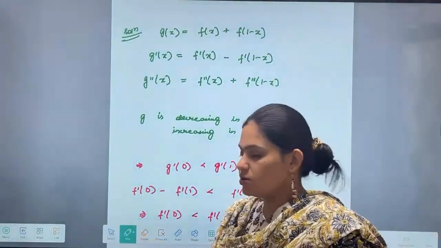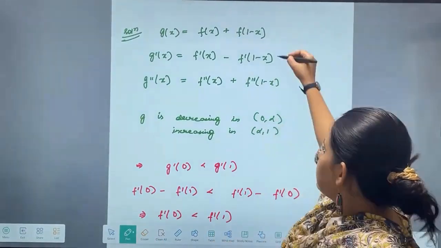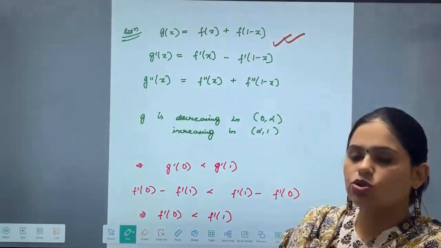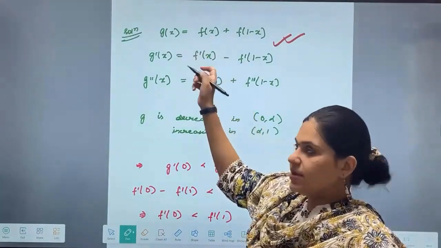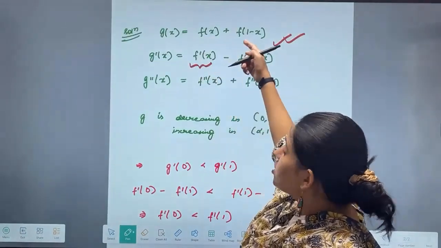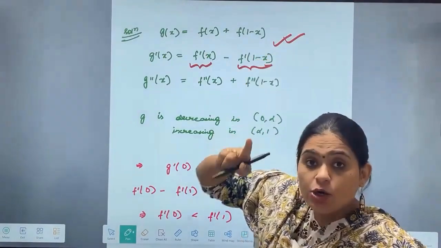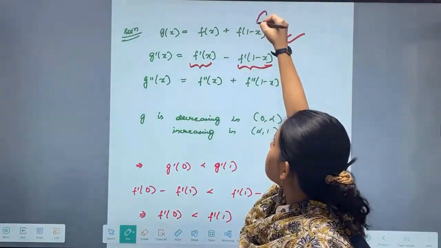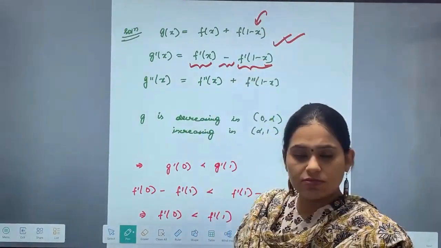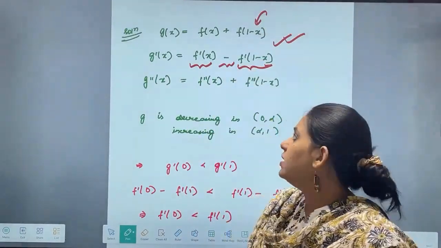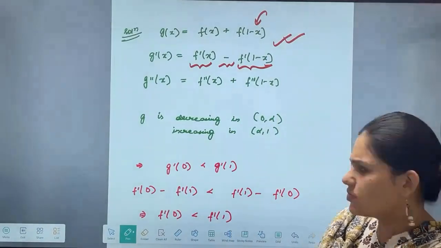Okay beta, see here. You are given g(x). g(x) is f(x) plus f(1 minus x). So beta, what will g dash x be? Differentiate. Differentiation of f(x) will be f dash x. Differentiation of f(1 minus x) will be f dash (1 minus x) into the differentiation of 1 minus x, what will that be? Minus 1. So I have this minus here. So g dash x will be f dash x minus f dash (1 minus x).